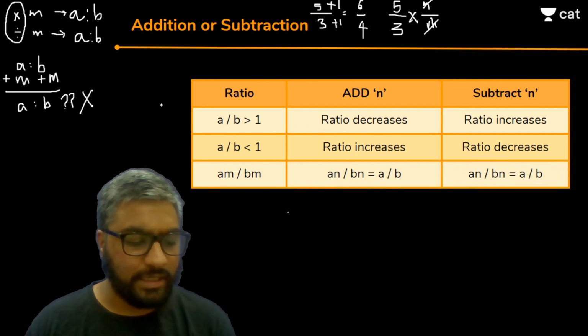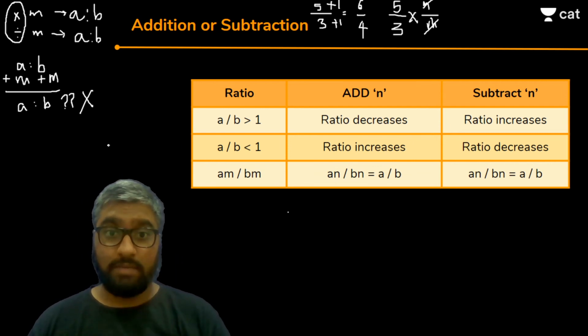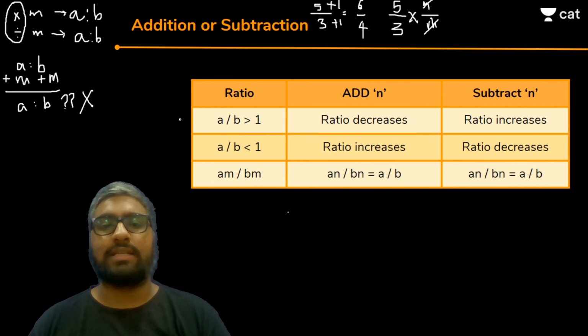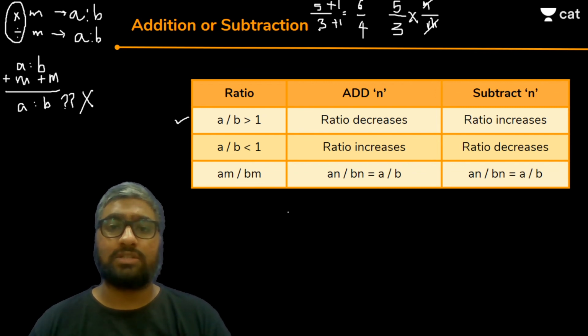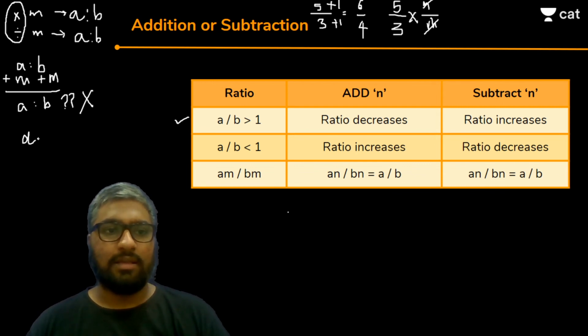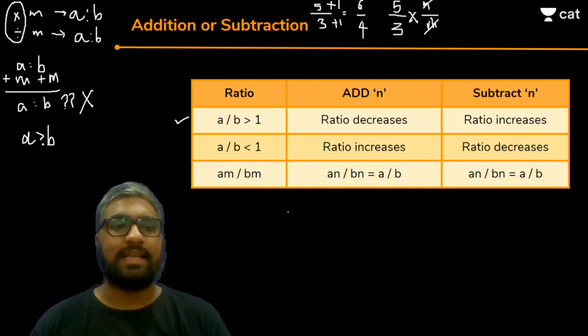Great. Now, a few things that you can keep in mind here. In terms of ratios, let's look at two different scenarios. Look at this table here. If a ratio is greater than 1, what do you mean by greater than 1? A ratio like 5:3. When you divide 5/3, you get a number greater than 1. If A is greater than B, in the ratio A is to B, then A is to B is greater than 1. Do you get it?